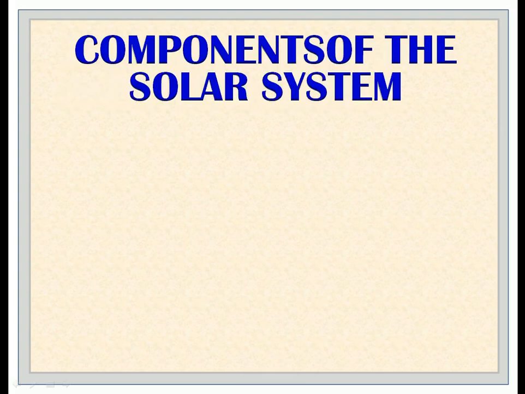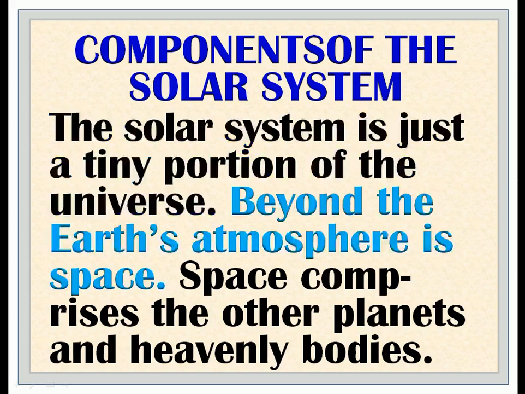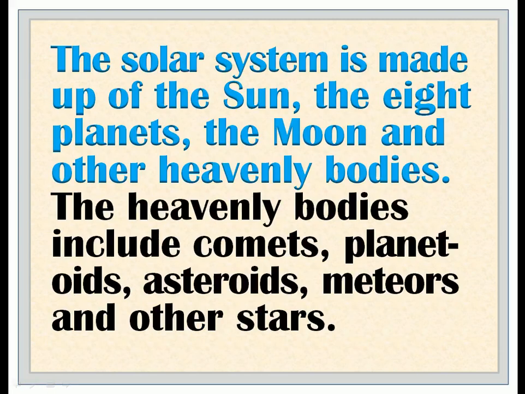Components of the solar system. The solar system is just a tiny portion of the universe. Beyond the Earth's atmosphere is space. Space comprises the other planets and heavenly bodies. The solar system is made up of the Sun, the 8 planets, the Moon and other heavenly bodies.